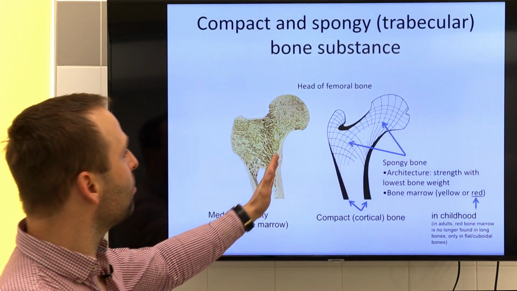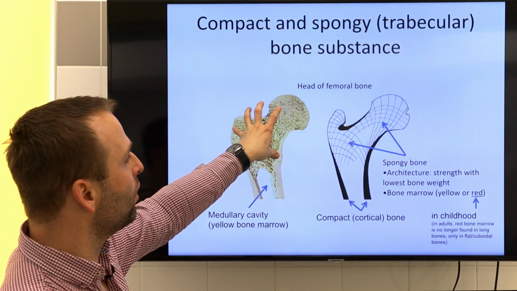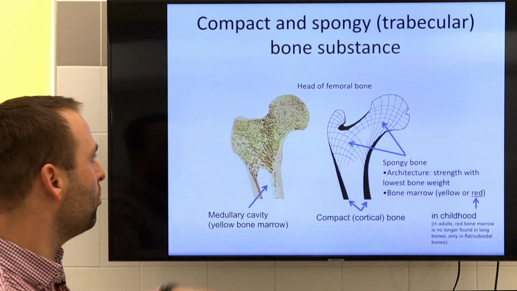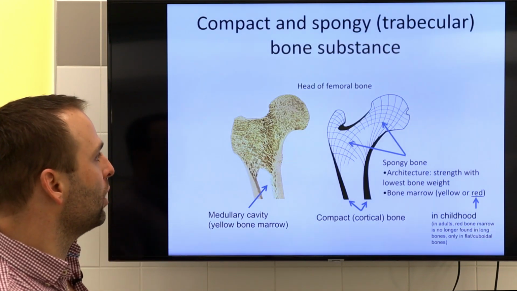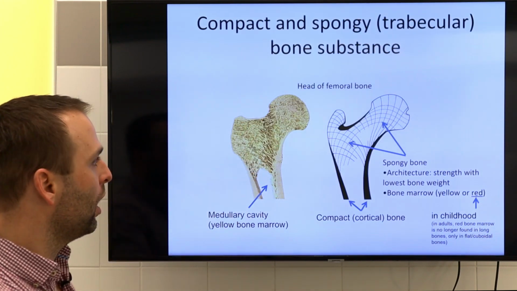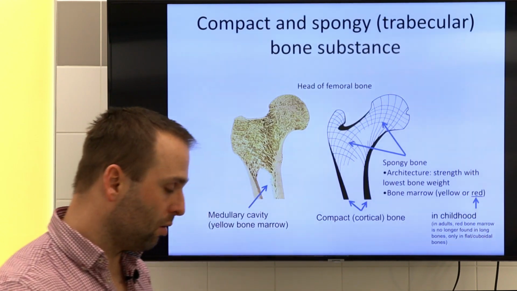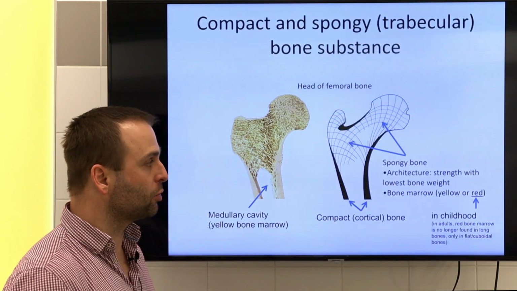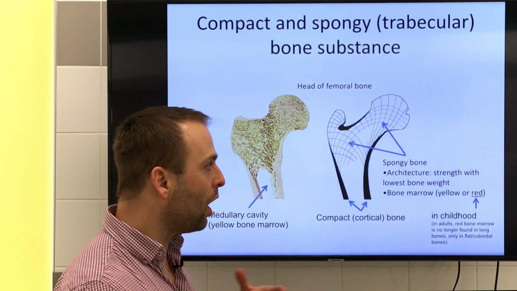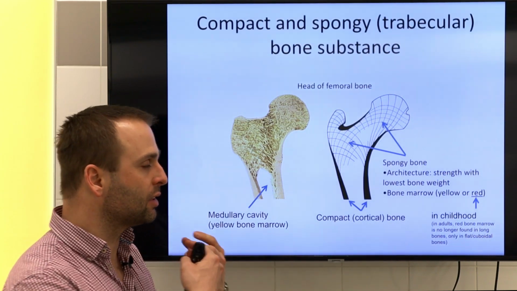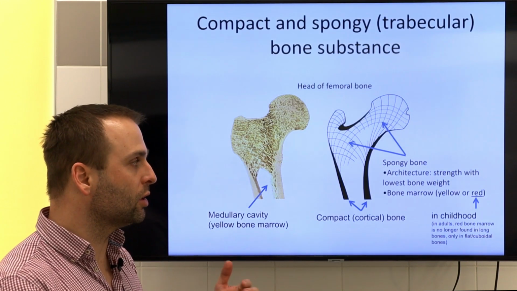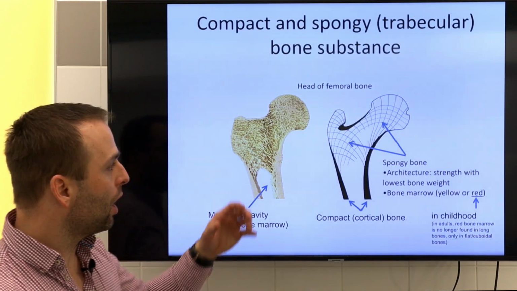This will be made much thinner in the area of the neck and the head of the femoral bone, and on the inside here you have this bone trabeculae. That's the spongy bone area. The basic idea behind this spongy bone architecture is how can we achieve maximal strength, maximal stability of the bone with the lowest possible bone weight.